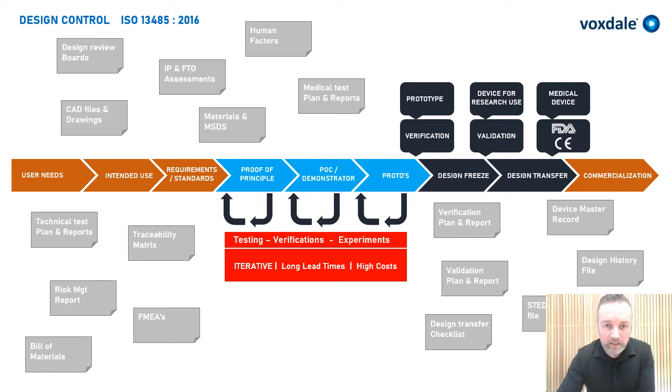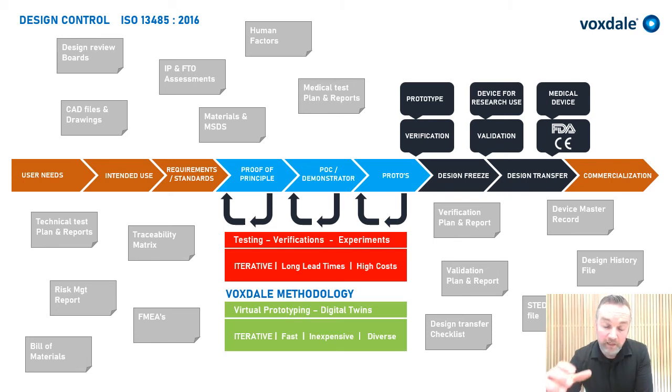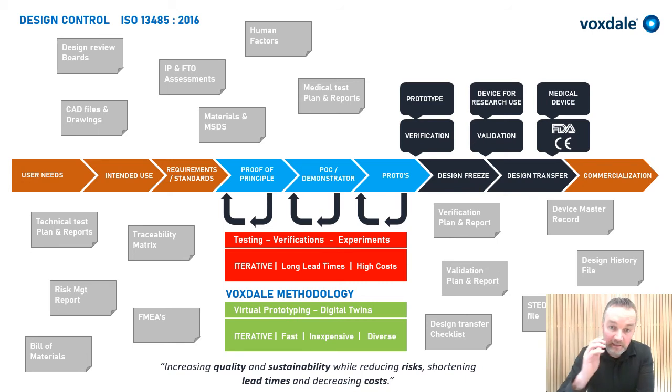And that's why at Voxdale, we try to use a lot of simulation technology to accelerate that phase. You can call it virtual prototyping or digital twinning, meaning that we build simulation models to increase the number of variants to be verified and to decrease time and cost. Basically, it's a way to take a lot of risk in a virtual environment, meaning that you can reduce risk throughout the rest of the trajectory, shortening lead times and decreasing costs.